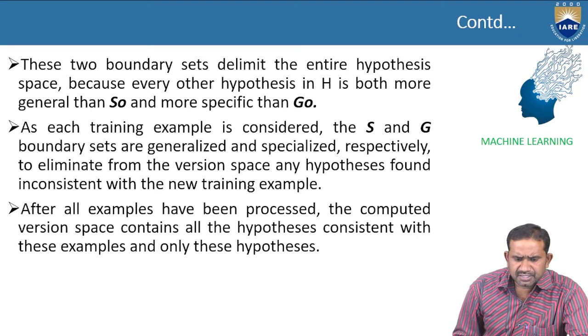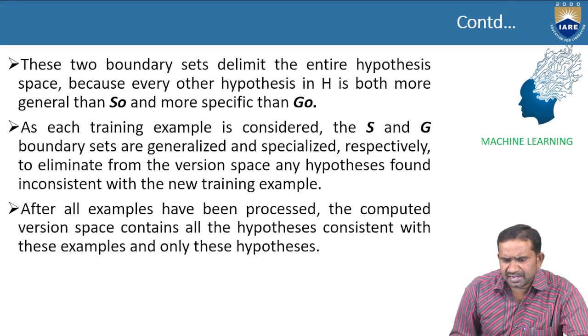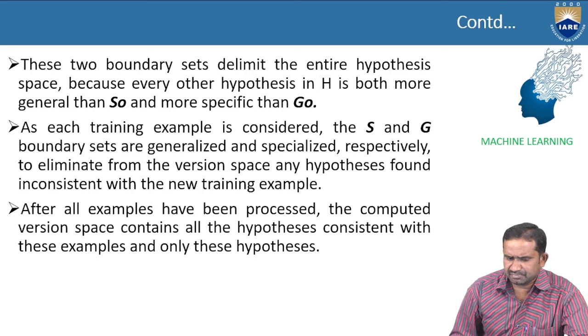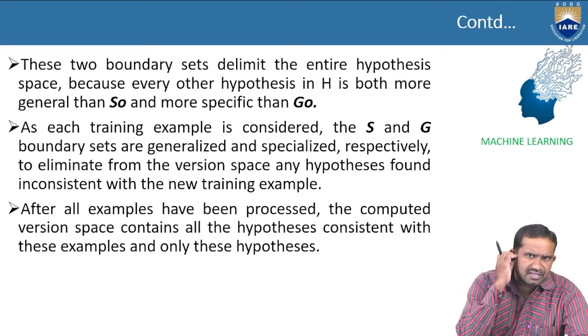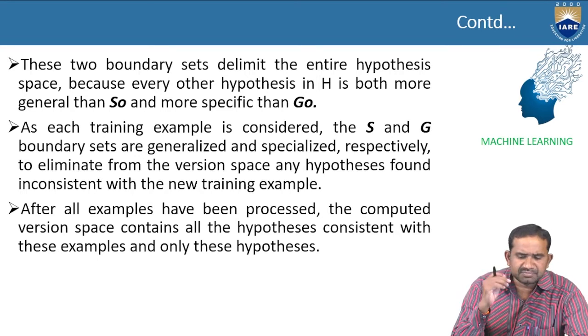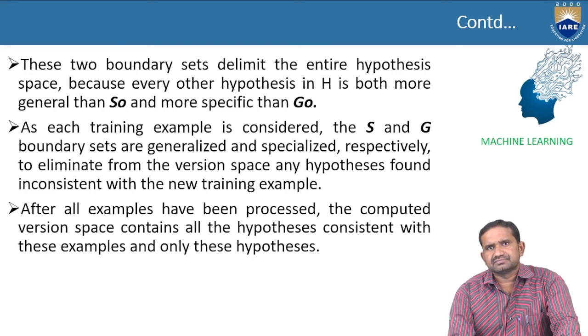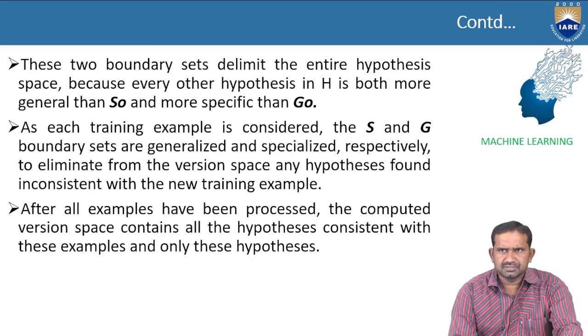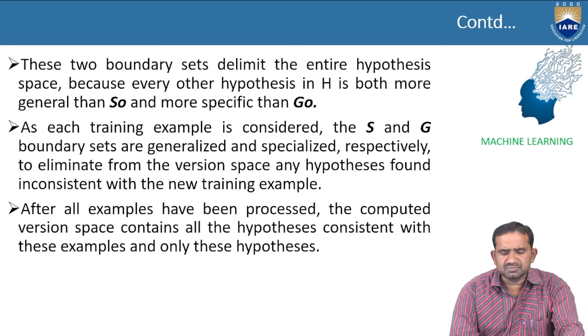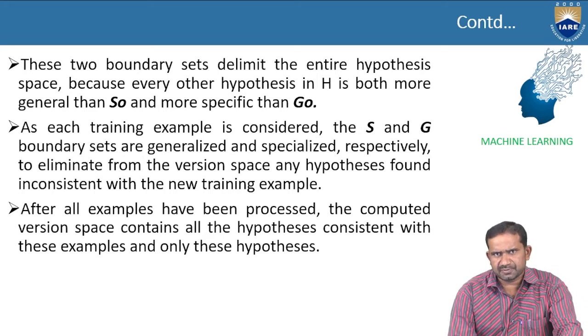Right. These two boundary sets delimit the entire hypothesis space, because every other hypothesis in H is both more general than the specific boundary and more specific than the generalized boundary. So if any algorithm is there, we give some conditions in between the two hypotheses, the more specific as well as the more generalized hypothesis.